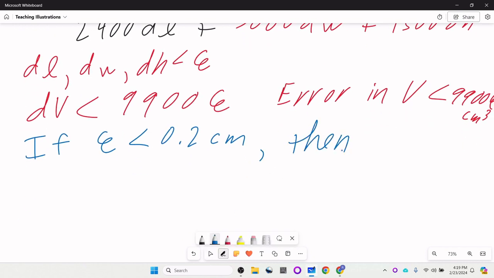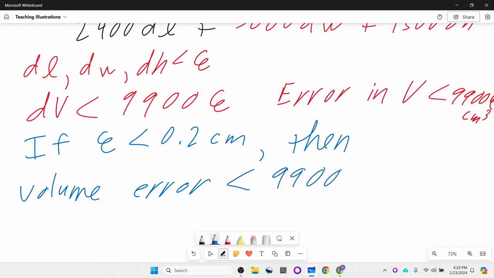then the volume error is less than 9900 times 0.2, or 1980 centimeters cubed.